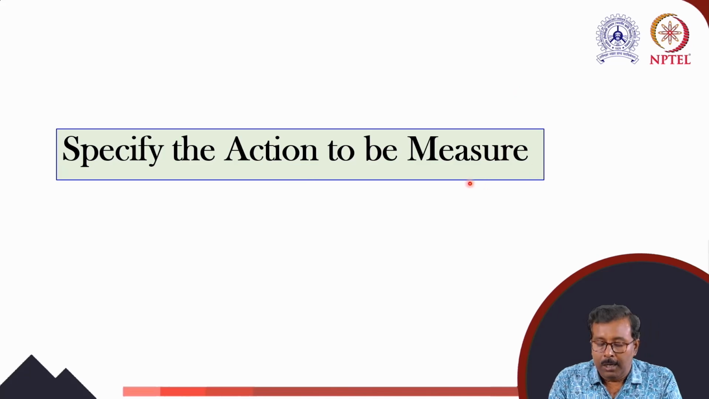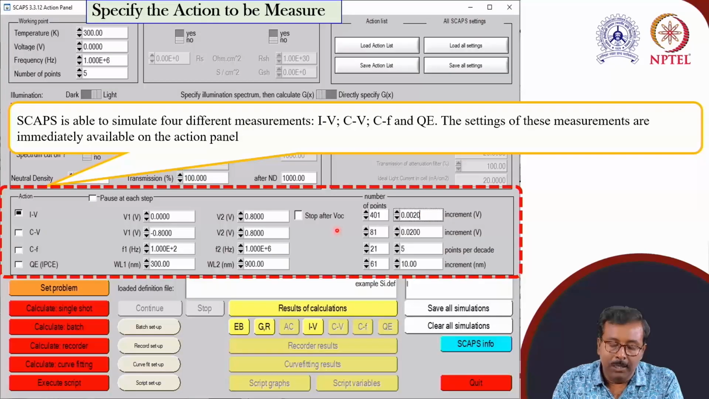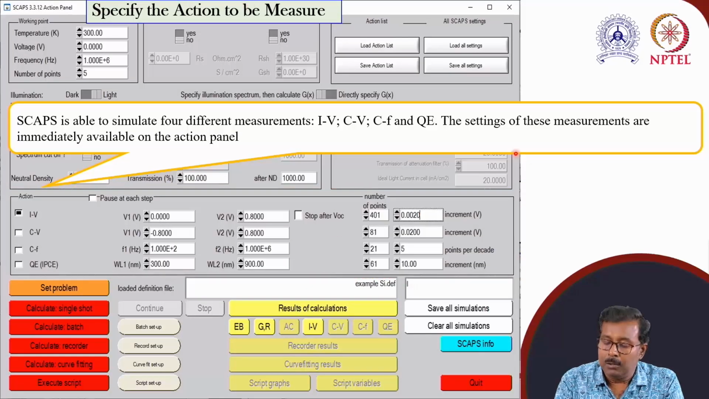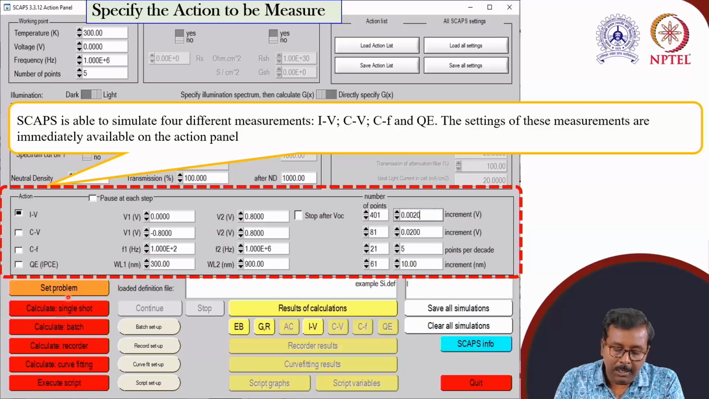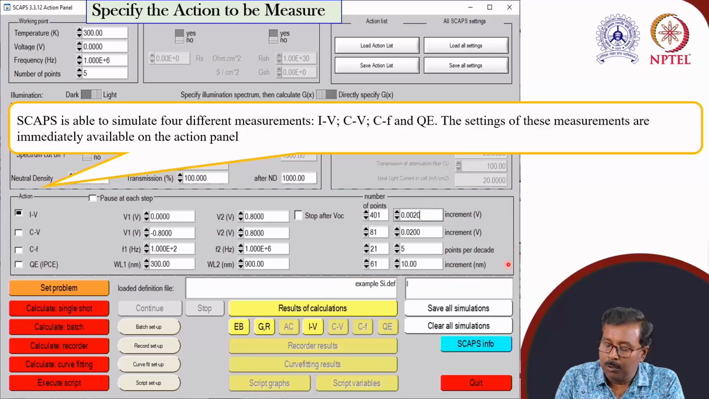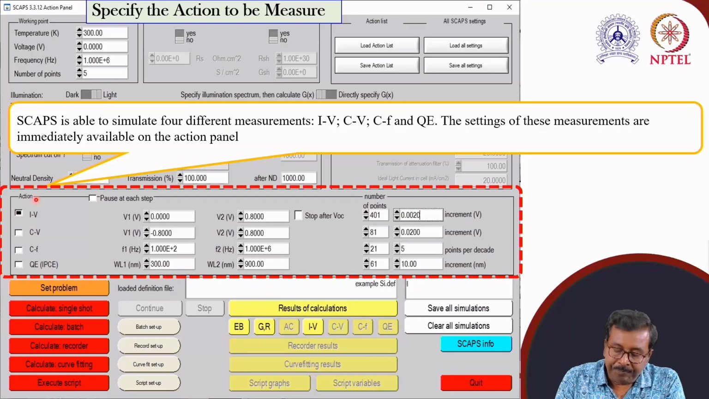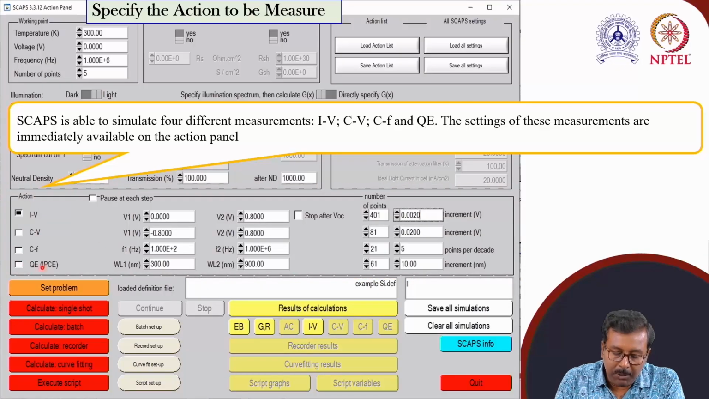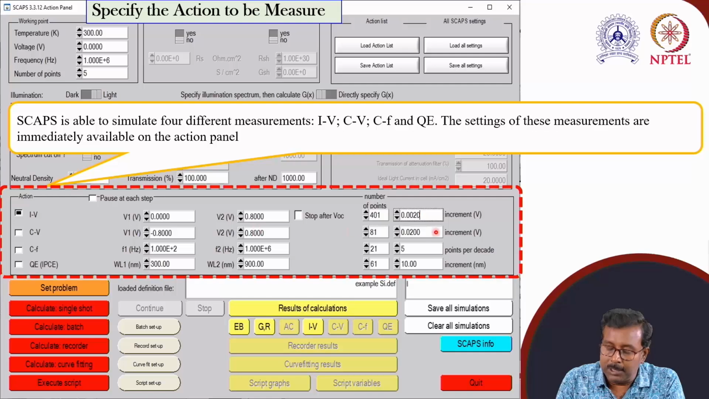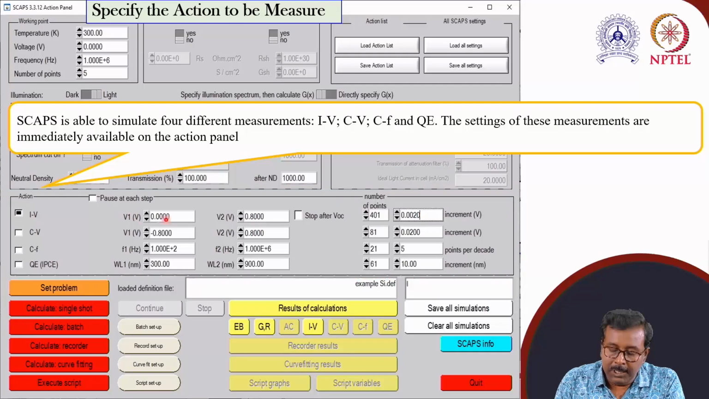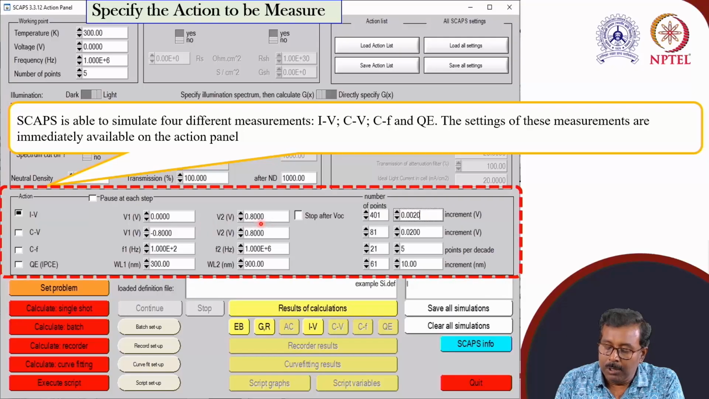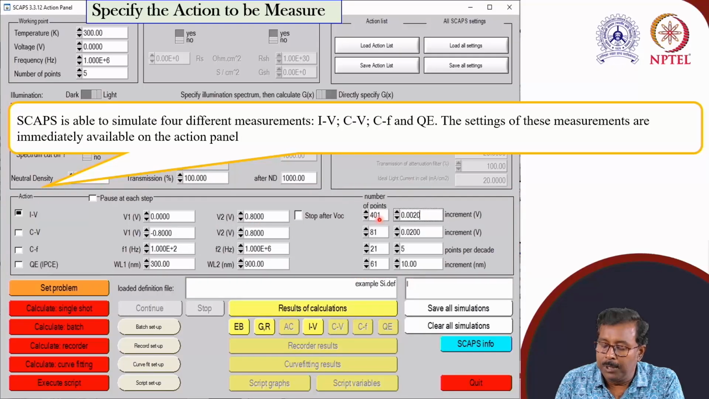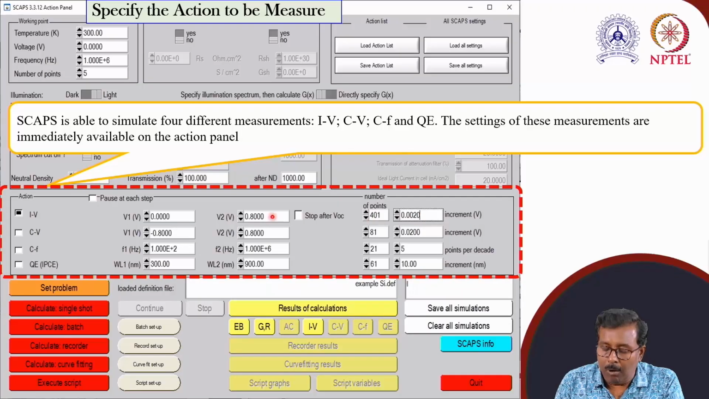Now you have to mention what type of measurement you would like to do, say IV measurement or CV measurement, whatever. For that you go again to the action panel. The total window looks like this. Here you see this action 1 window is marked with red. This type of action will be coming. Here IV, CV, CF, EQE, that is quantum efficiency, all are there. If it is IV, correspondingly V1 volt, V2 volt, stop after VOC, what voltage, how many points, what is the incremental voltage, all you can set.